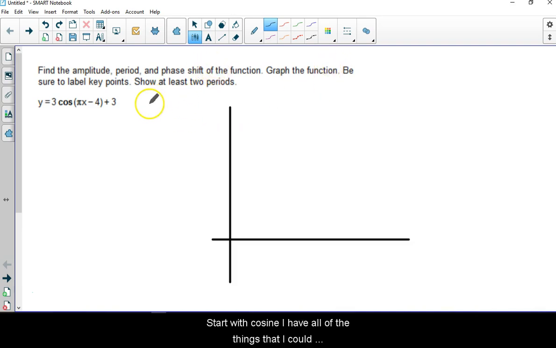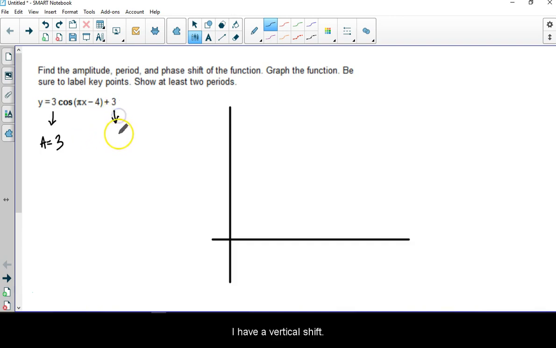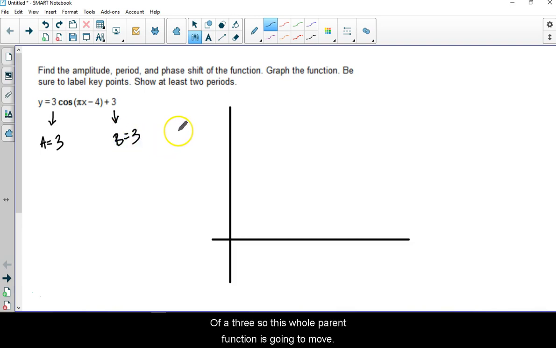I have all of the things that I could possibly move around in this cosine function I have here. I have a new amplitude. Amplitude is how high the cosine and the sine will go, so it's where it's going to peak and where it's going to valley. I have a vertical shift of 3, so this whole parent function is going to move up.